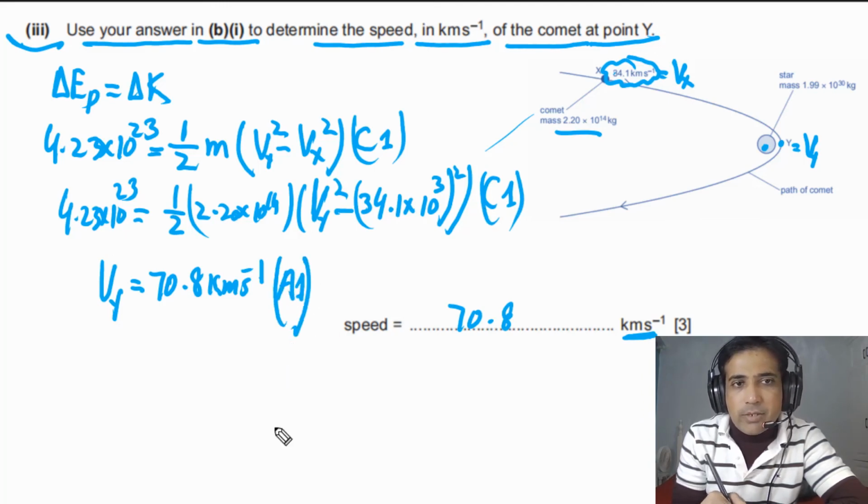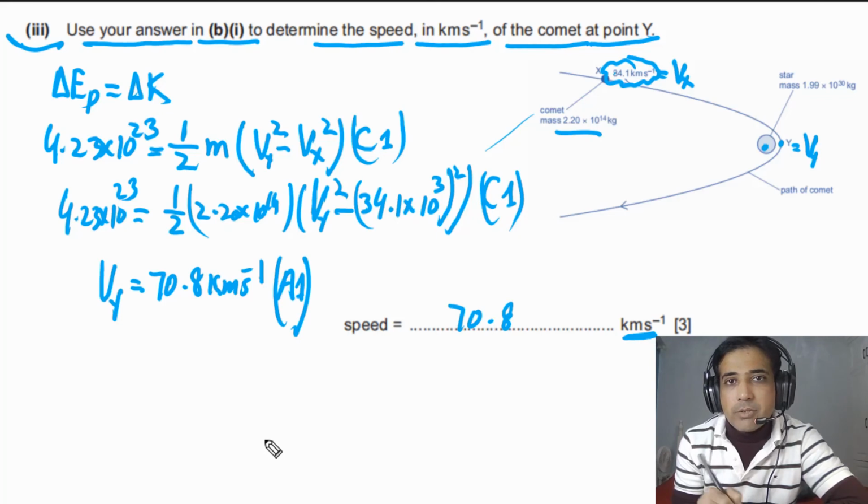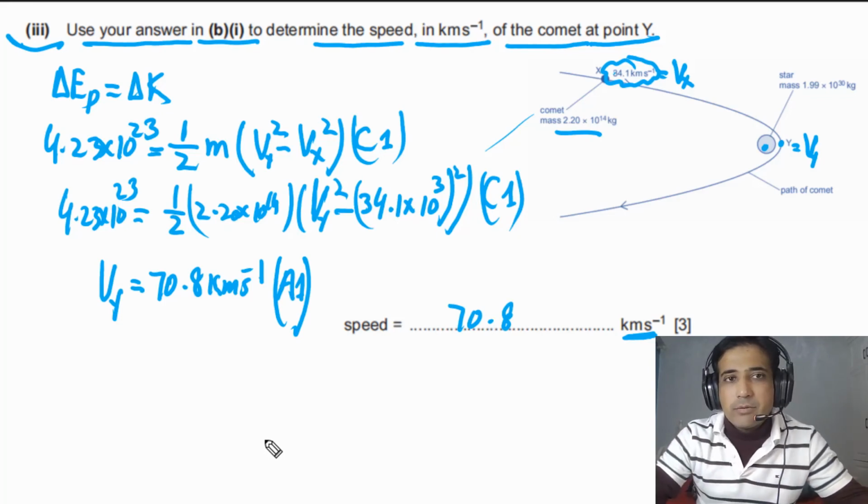If you have got the right answer, you will get 3 marks. So this is how marks will be awarded for this part of the question.